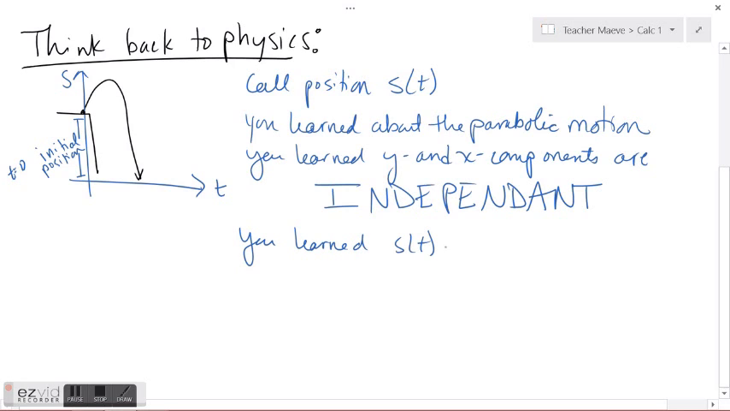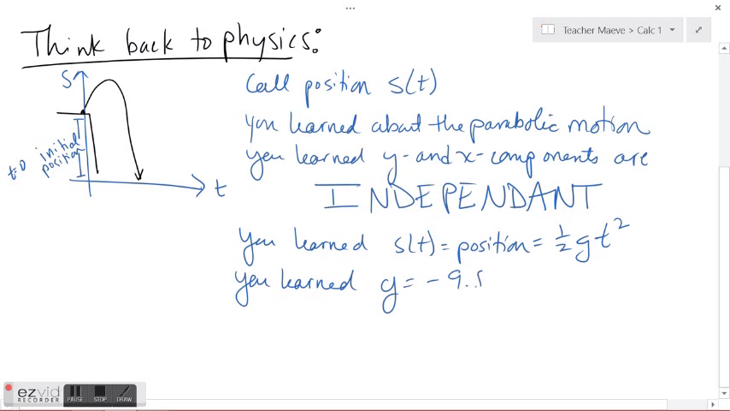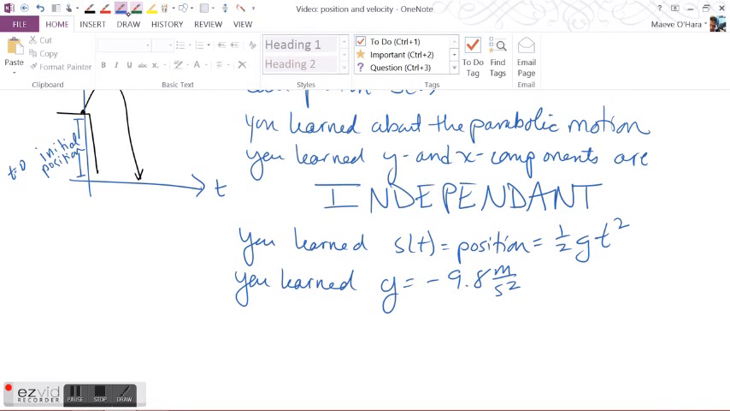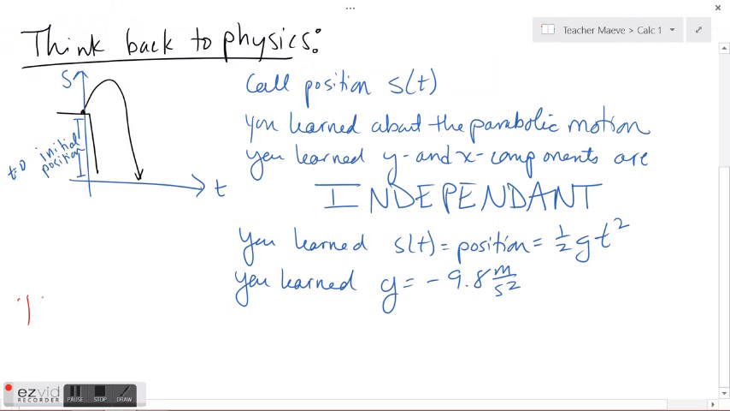You also learned that s of t, the position depending on time, is 1/2 gt squared. It's going to be more complicated than that, but that's what you learned. You also learned that g, sorry, that looks like a y, it's supposed to be g, is negative 9.8 meters per second squared. So that's g. Some more stuff you learned, we'll get to later.